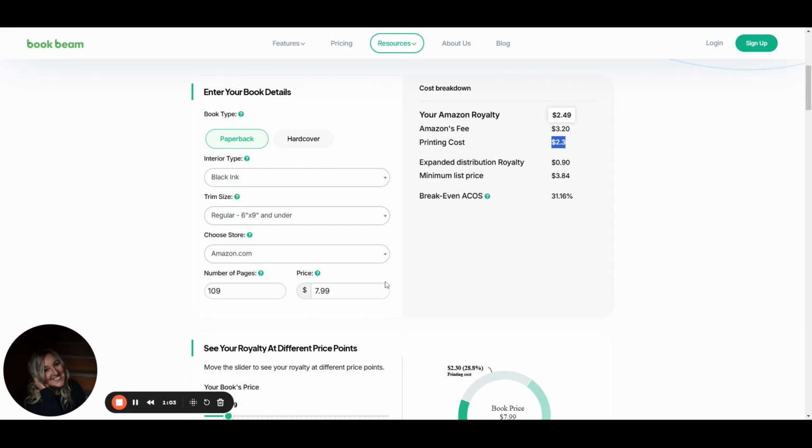And if you're thinking, I can never imagine putting a book up for $7.99, then you need to be thinking about the features that you would like to put in a book. Because when you put more features in a book, you can actually charge more. Okay. So if you're doing line journals or basic composition notebooks, you can expect a royalty of $2.49.